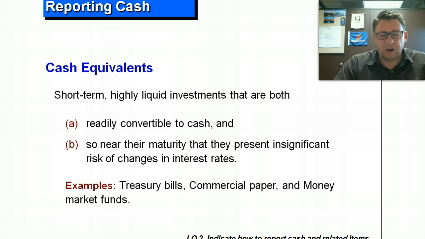Examples: Treasury bills. This is from the U.S. Treasury. Commercial paper. These are loans between large, fiscally sound companies, and money market funds.